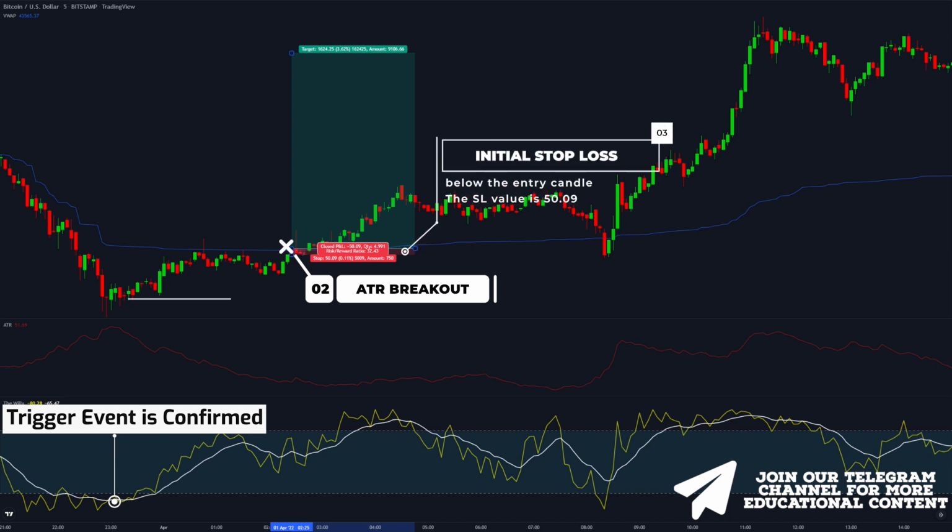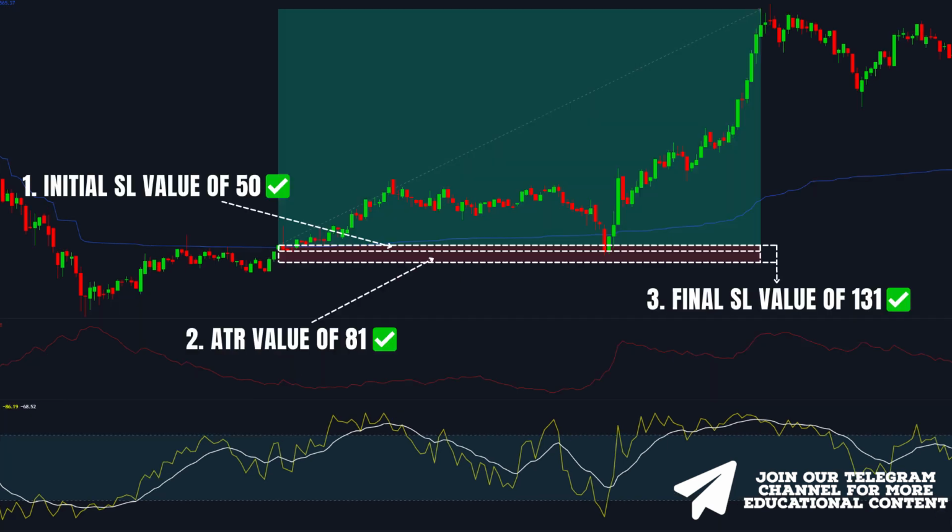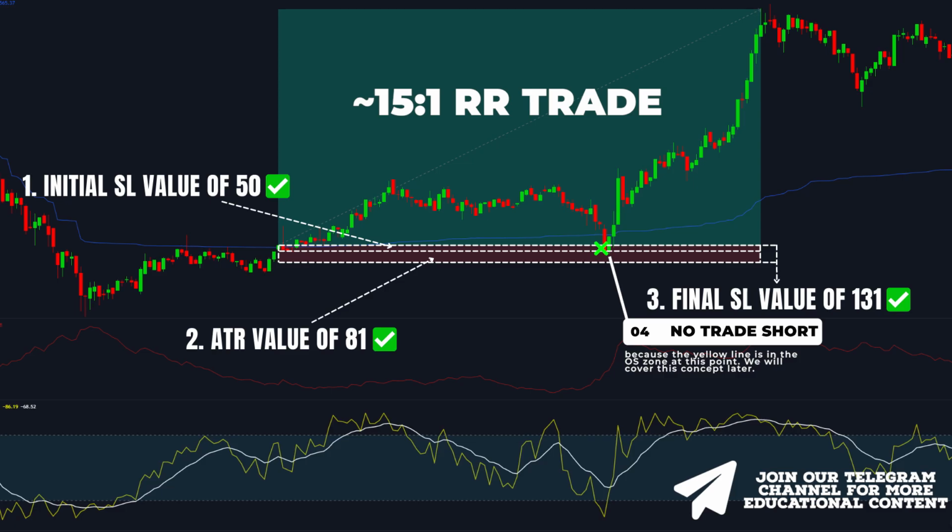At this point, the ATR is presently 81. So you should add 81 to your initial stop loss value, and boom, as you can see, your stop loss easily held this pullback, allowing you to catch the 15-to-1 risk to reward monster trade.